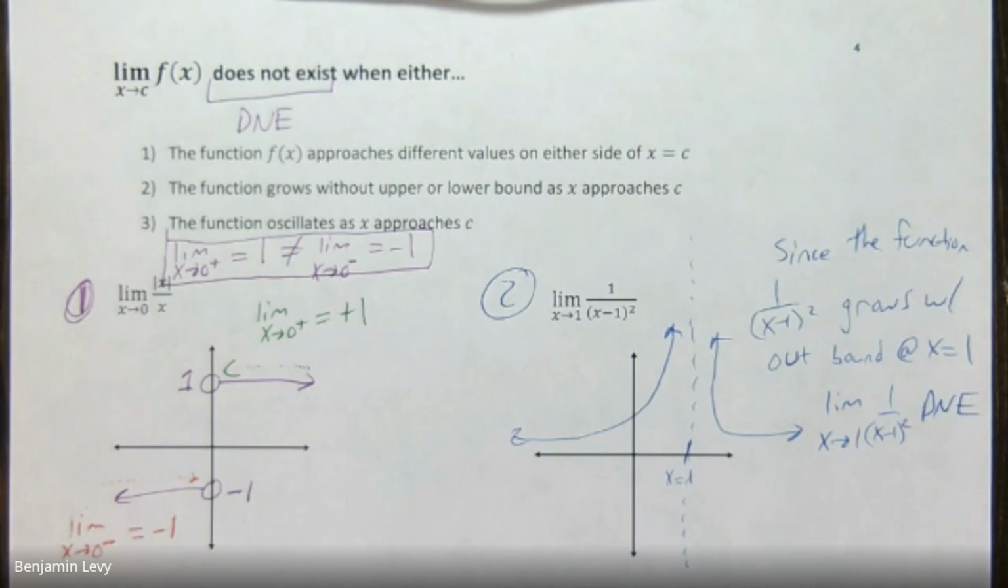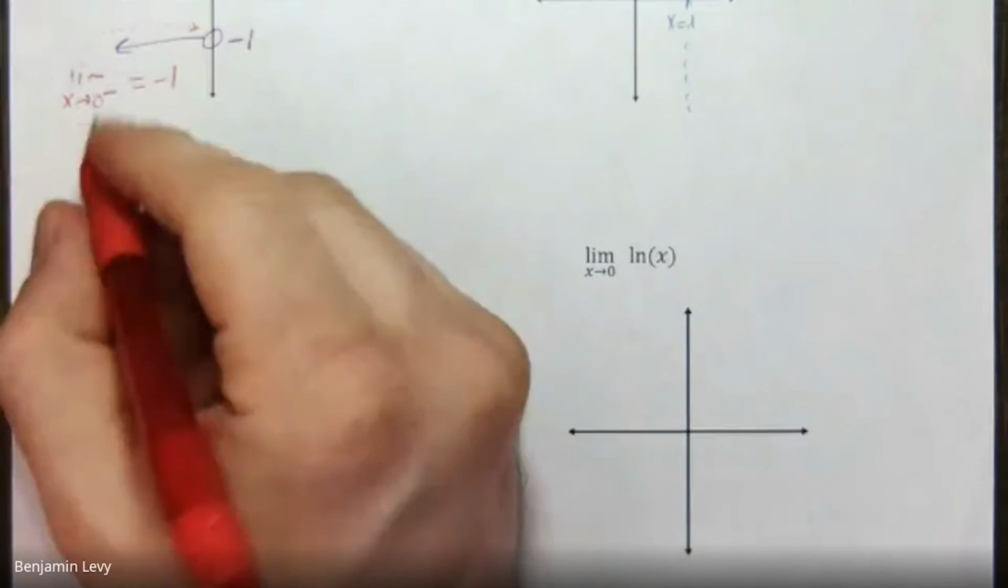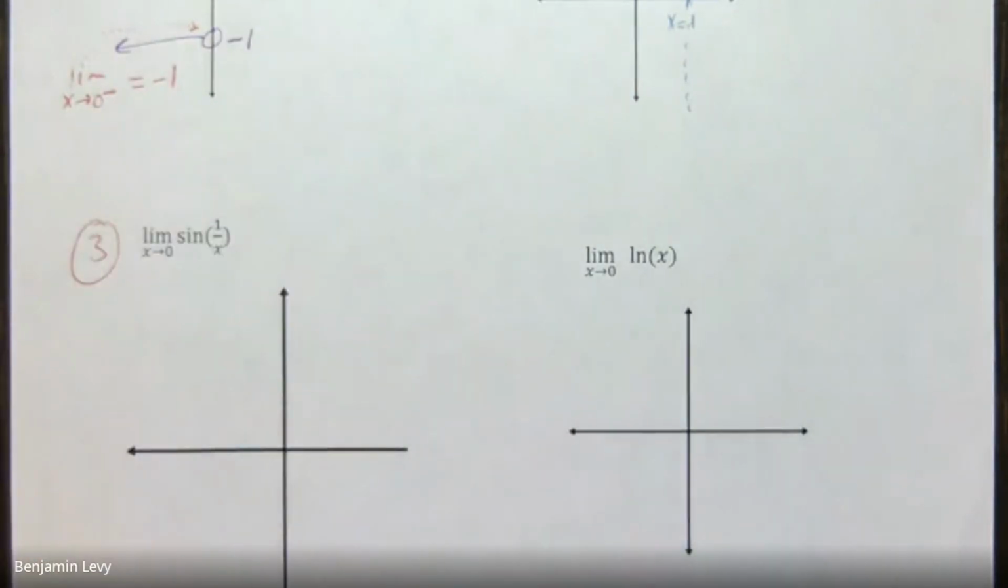The third case that it says right there is that the function might oscillate as it approaches a number. And so that's what's being shown, right? So number 3, the function oscillates as x approaches c. That's what's happening down here. Number 3 is that one. So when I graph sine of 1 over x, right?